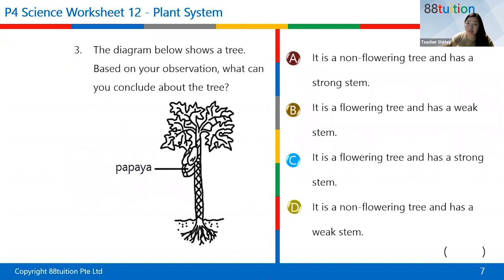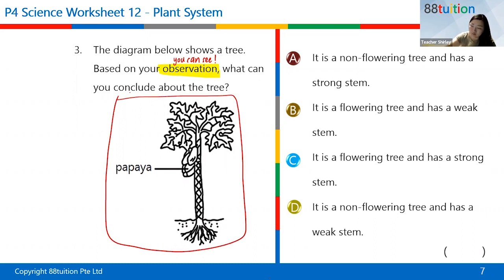Okay, question number 3. The diagram below shows a tree. Based on your observation, what can you conclude? Now, in science, when they say observation, usually it's referring to something that you can see. Okay, if it's an observation, it is something that you can see, right? So what is the thing that you can see? You probably can see the diagram over here. It must not be something that is not in the diagram. It must be something related to the diagram. Okay, so what can you conclude about this tree?